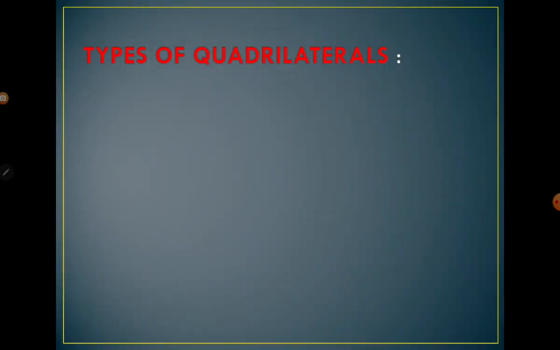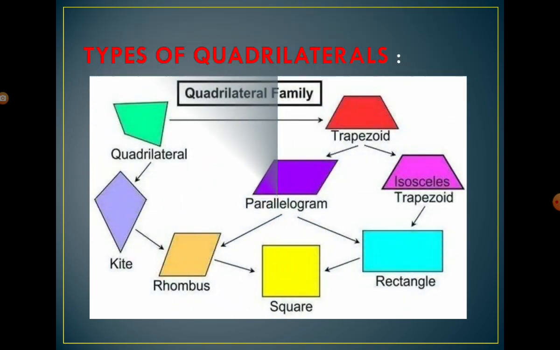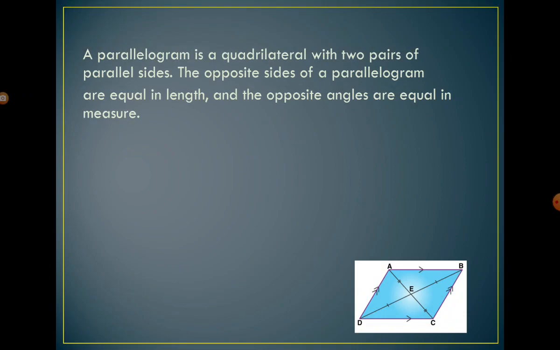Now let's do the types of quadrilaterals. There are different types of quadrilaterals, like trapezium, parallelogram, rectangle, square, rhombus, kite. All these are different types of quadrilaterals. We'll discuss one by one all the quadrilaterals and their properties also. Then in the next class, we'll discuss each property for all quadrilaterals. Today we are going to discuss the parallelogram and its properties.